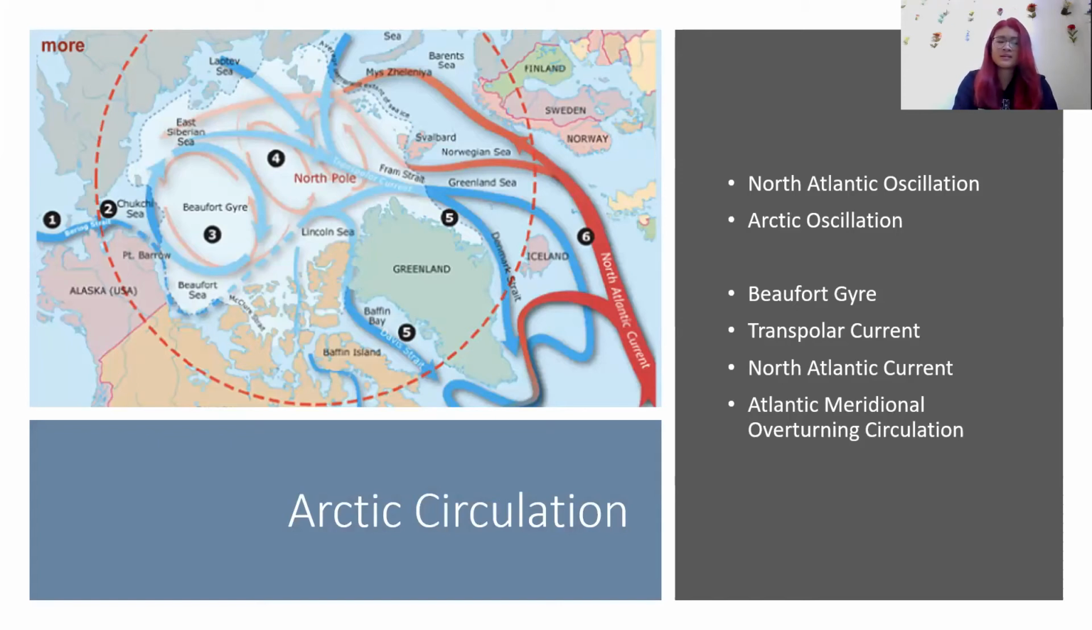as it's moving. But currently, because of the wind patterns and the warming climate, the Beaufort Gyre has been getting faster and faster, and we are actually losing sea ice up there, which is a little bit scary, but we'll have to keep looking into that. And yeah, that's pretty much Arctic circulation.